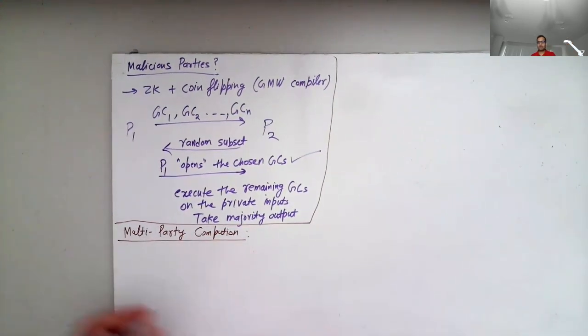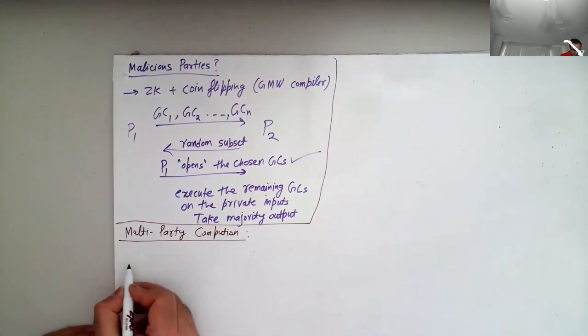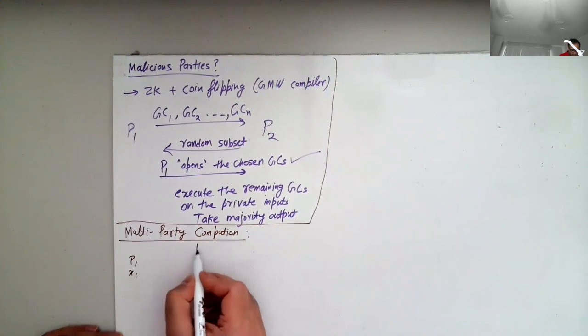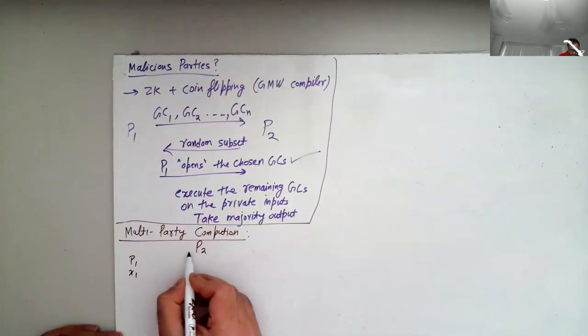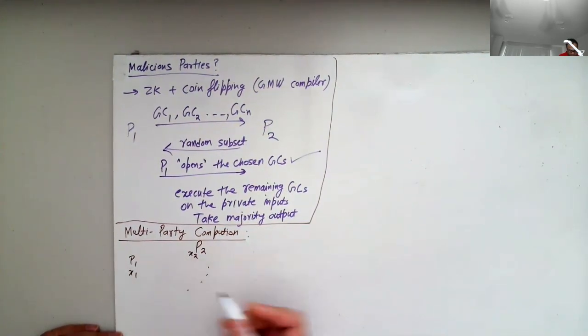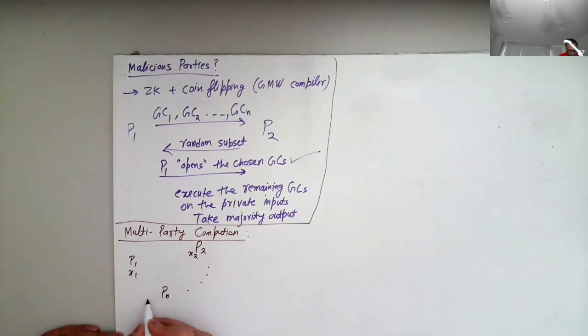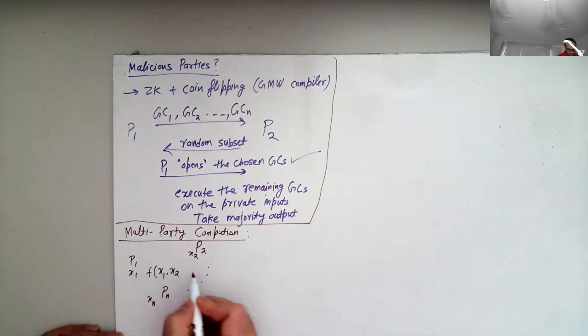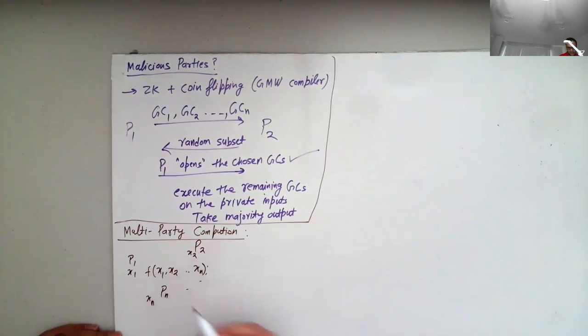And again, we'll go back to the semi-honest setting. So here we have parties P1 having input X1, P2 has input X2, and so on. And then we have Pn having input Xn, and the parties are interested in evaluating the function f of X1, X2 up to Xn.